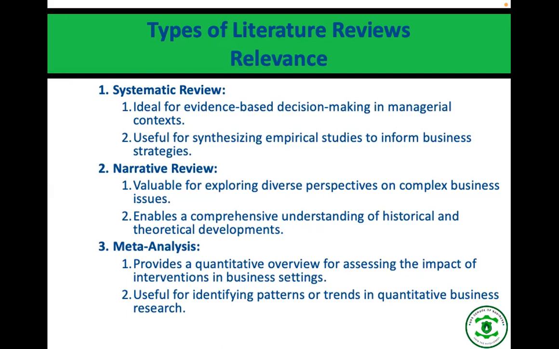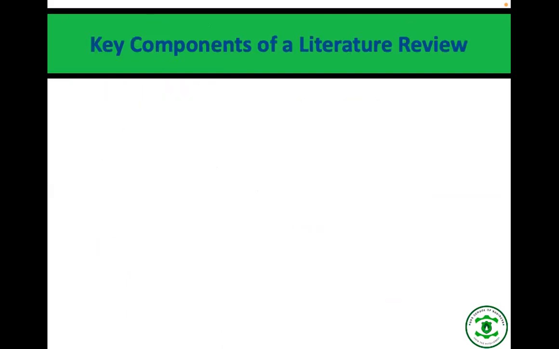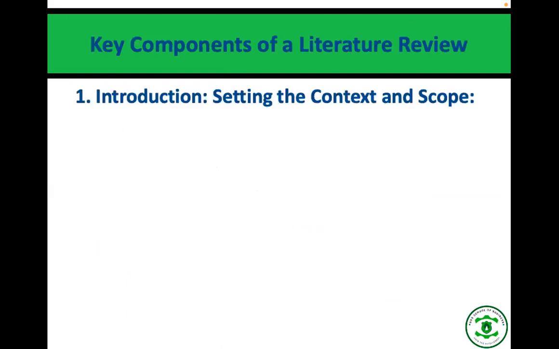Now, whether we want to adopt a systematic, narrative or meta-analysis review, what are the critical components of a literature review we must consider? So let's look at one after the other. The first one is setting the context and scope of your literature review. So if you are an MPhil student, any of you, if you are going to conduct your literature review, it is important that the context within which the review is going to be done is clearly set and your scope clearly set. How do you set the scope?